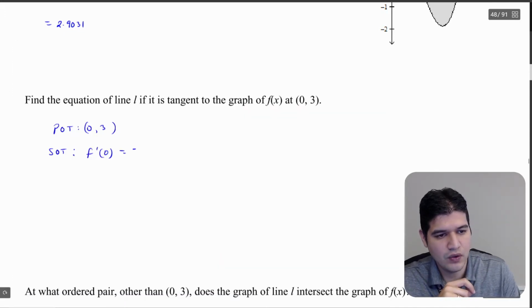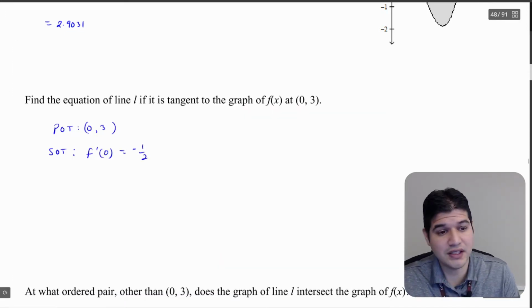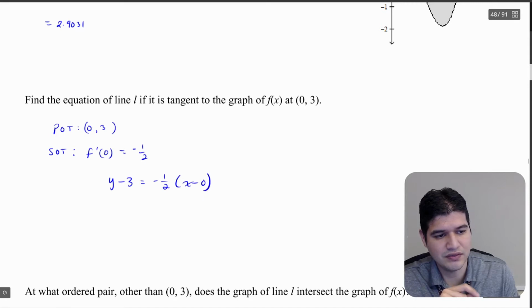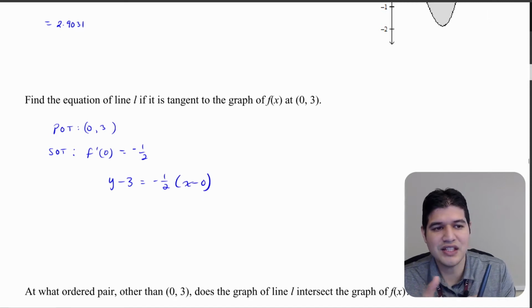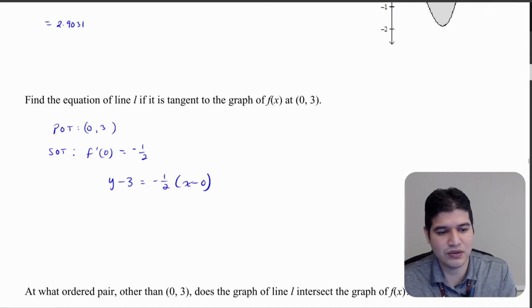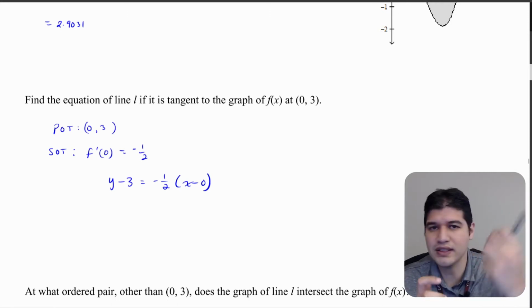So negative 1/2. So the equation of my tangent line is going to be y minus 3 equals negative 1/2 times x minus 0. Remember, there is nothing that you need to do about simplifying this. Of course, if we need this in a later problem, we can simplify it there.